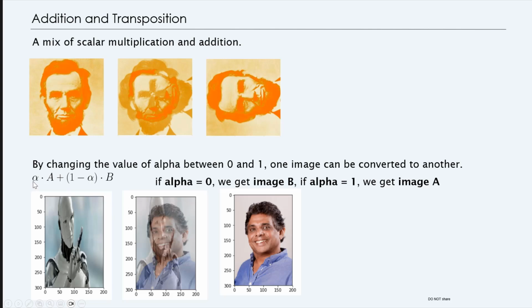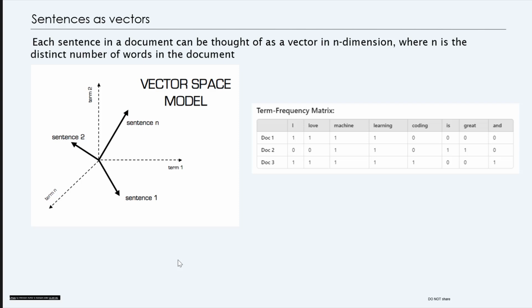So if alpha is 0.5, I'm going to take 0.5 value from each pixel in image A and 0.5 value from each pixel in image B. I create that impression of overlay. So this is using first principles to manipulate images or vectors.